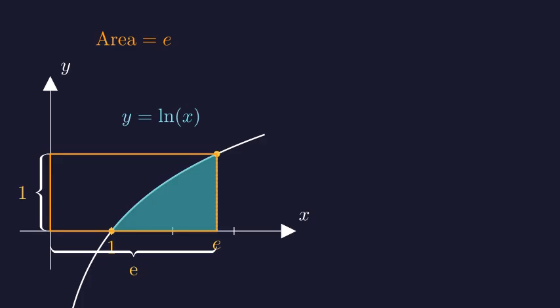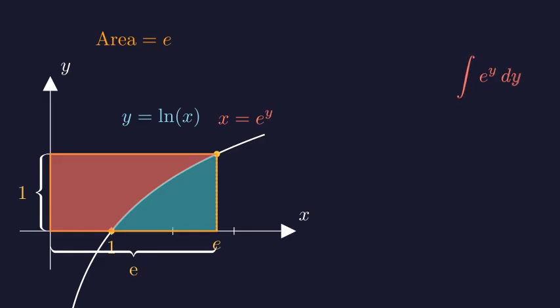The bottom part is the integral we want to find. The upper part, the area between the curve and the y-axis, represents the integral of the inverse function. Since the inverse of the natural log of x is e to the power of y, this upper area is exactly the integral of e to the power of y with respect to y.